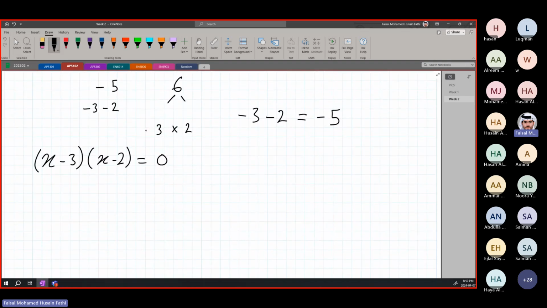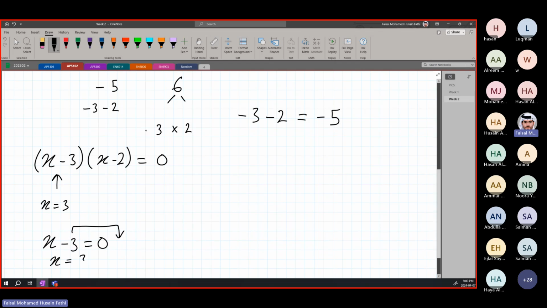I hate this method so much. As you can see, even I get confused with it sometimes. So what is going to be your solution when one of these is equal to 0? If x minus 3, when is x minus 3 equal to 0? When x is equal to 3. Why? As if you're writing x minus 3 is equal to 0. So if you take the 3 to the other side, x is going to be equal to 3.